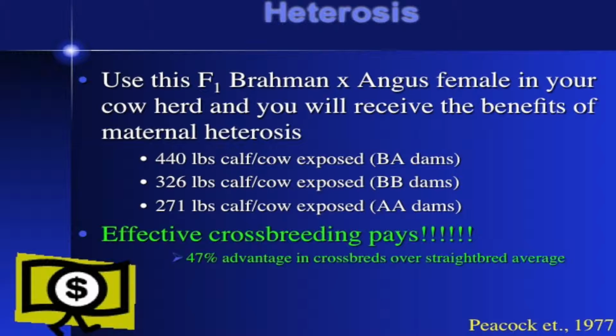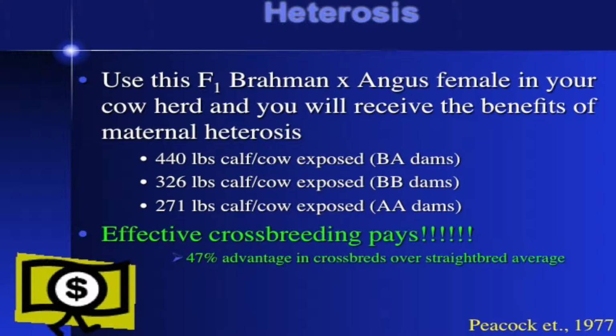And what that 440 pounds of calf per cow exposed tells us is, one, the growth of our calves, how much weight they were, but then also the reproductive performance of the cow. So how many calves we saw out of those cows and what our fertility rate was.